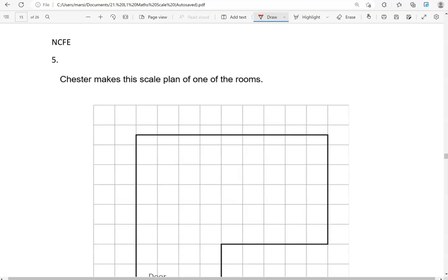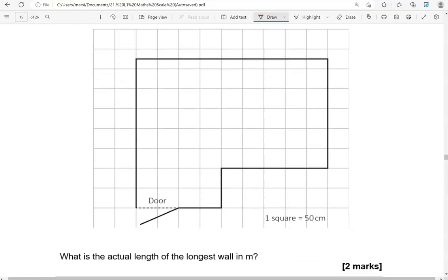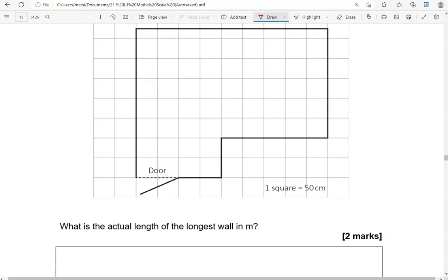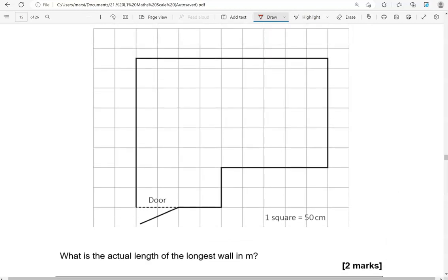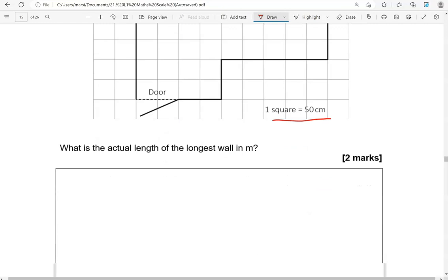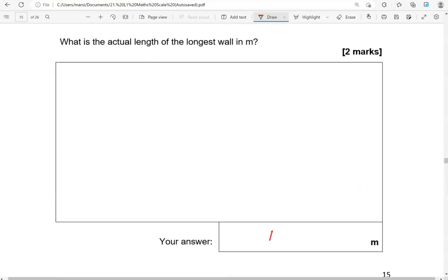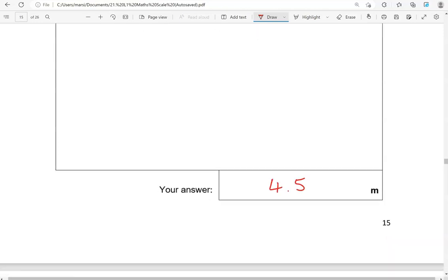Chester makes this scale plan of one of the rooms. What is the actual length of the longest wall in meters? So the longest wall is this one. We're given that 1 square is equal to 50 centimeters. So 2 squares will be 100 centimeters, which is 1 meter. So that's 1 meter, 2, 3, 4.5. So 4.5 meters.